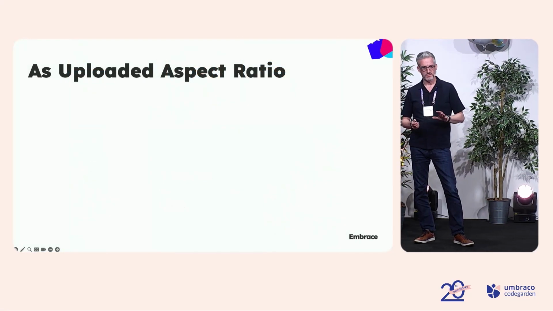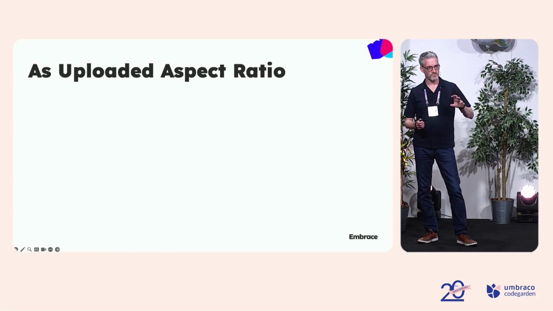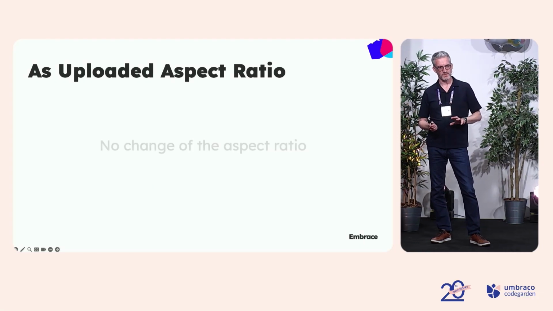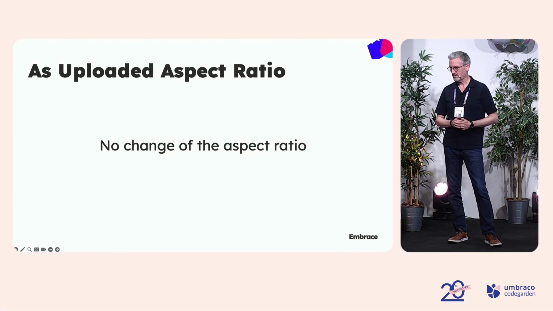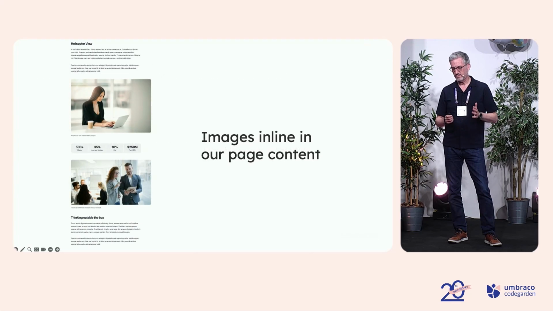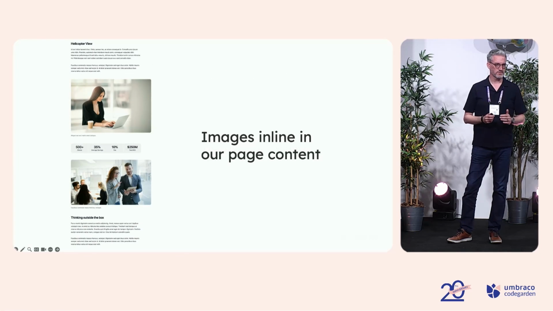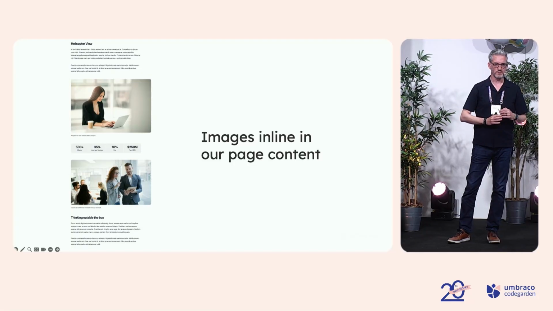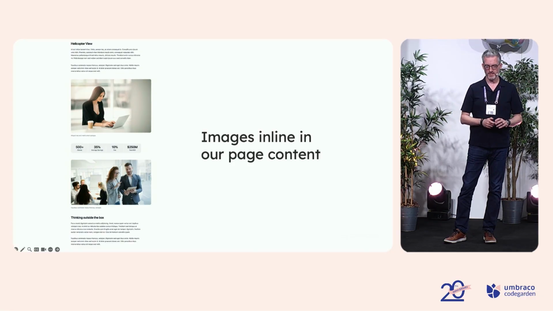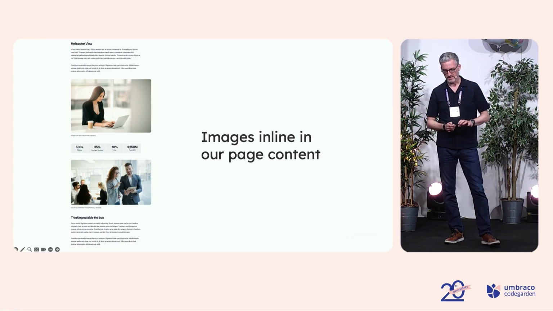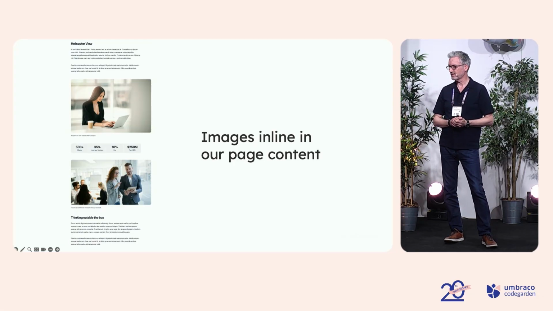So the first thing I want to do is just consider those times where we consume the aspect ratio exactly as it's been uploaded. We don't change it. We just take whatever's been uploaded to the media center and consume it as it is. And this probably occurs more often than not in article pages for news sections and blog posts, where we want to just drop an image inline into our page content. So here we've got two images. The aspect ratios are slightly different. They've just been dropped in exactly as they are.